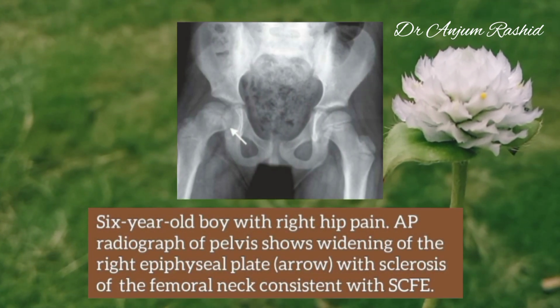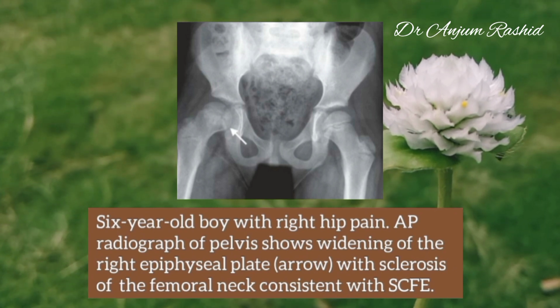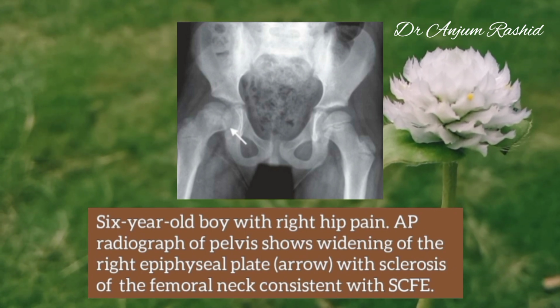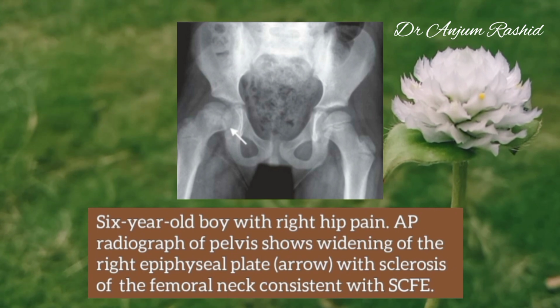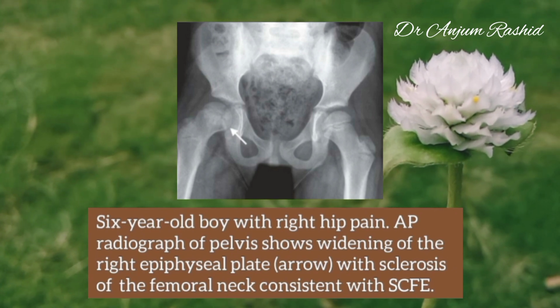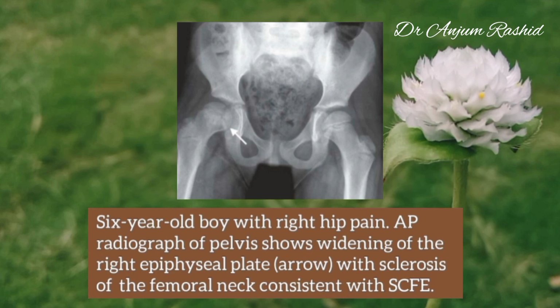6-year-old boy with right hip pain. AP radiograph of the pelvis shows widening of the right epiphyseal plate with sclerosis of the femoral neck. This is consistent with slipped capital femoral epiphysis.